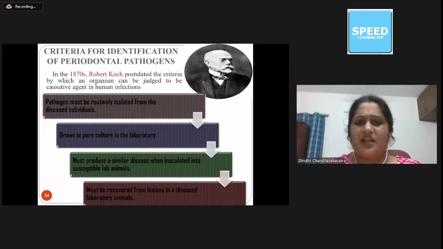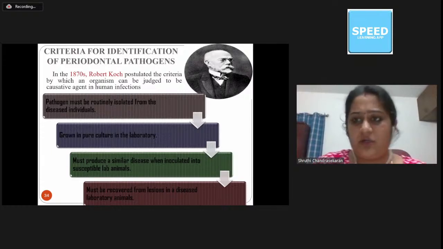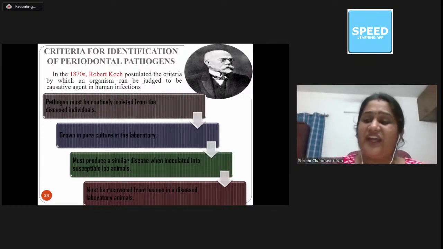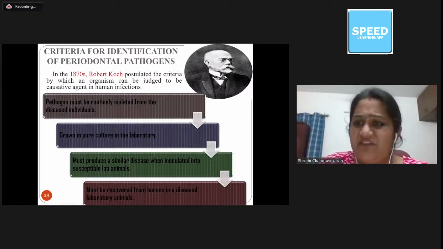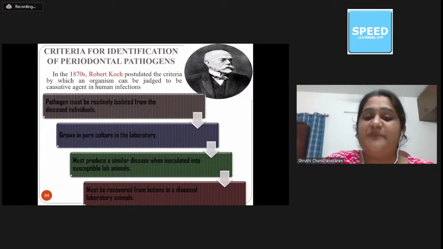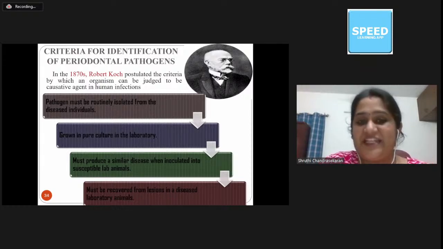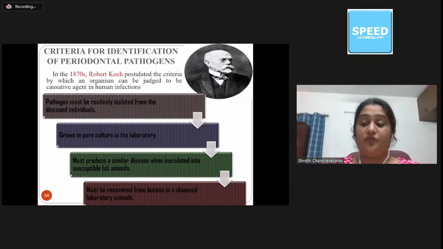Okay. So what was the criteria for identification of periodontal pathogens? As I already told you, there are 500 different types of species in the oral cavity. So how do we know whether an organism is causing the disease? This is a very, very important repeated MCQ question. This will also come in microbiology. So how to identify the organism responsible for a disease? It is based on Koch's postulates, which were given in 1870. This is based on 4 different rules.